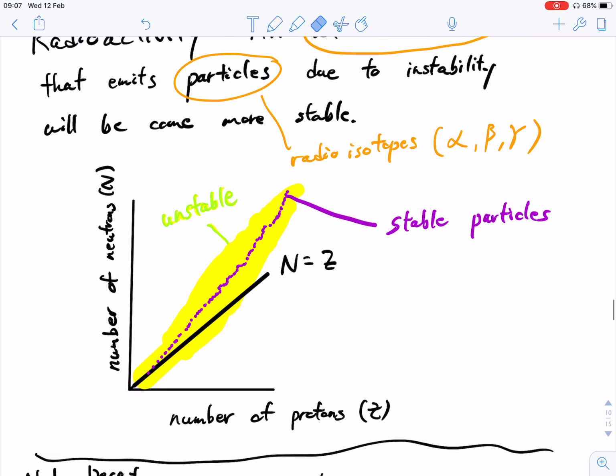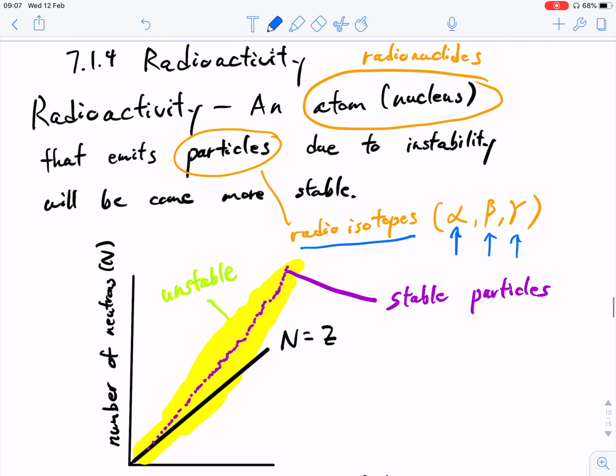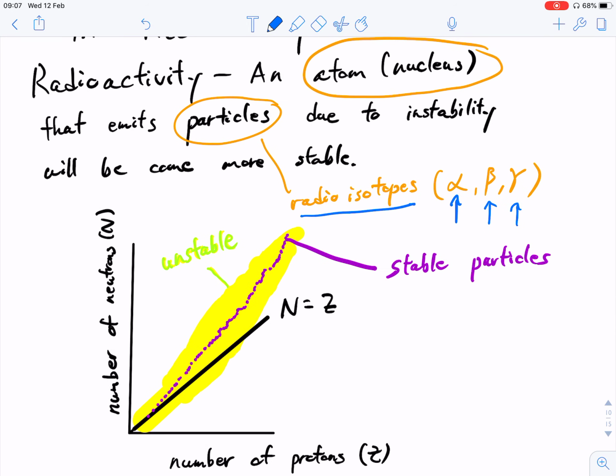So in terms of particles that it emits, we're looking at what we call radioisotopes. And these are alpha particles. These are Greek letters here. So that's the alpha particle, beta, and gamma, which is actually our photon. Okay, and so we'll be learning about these three in this video later on.